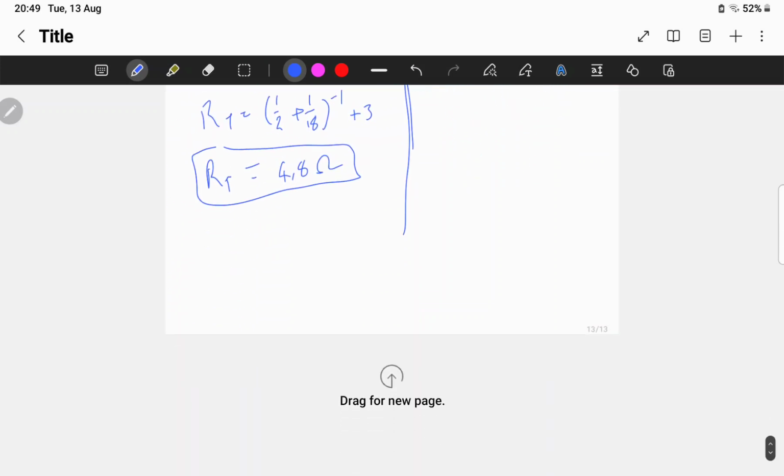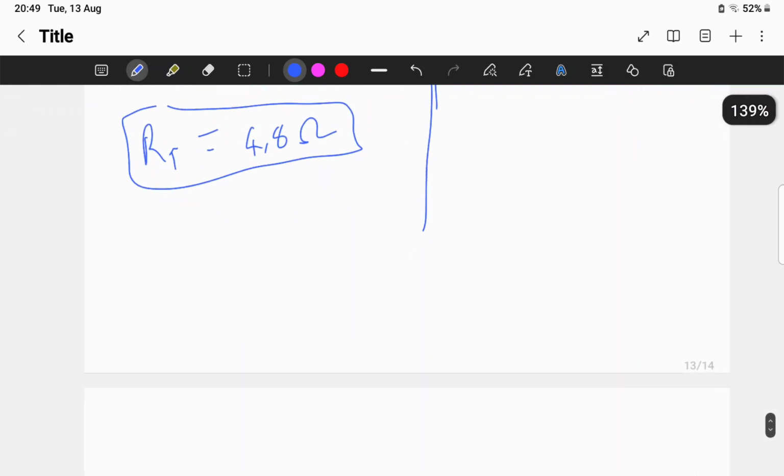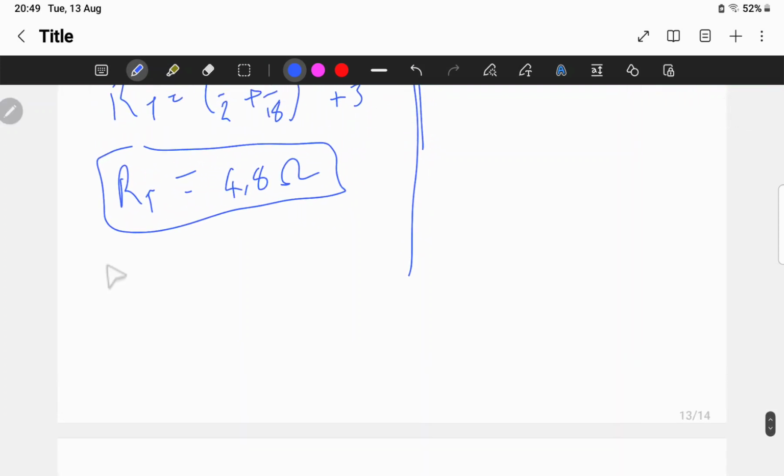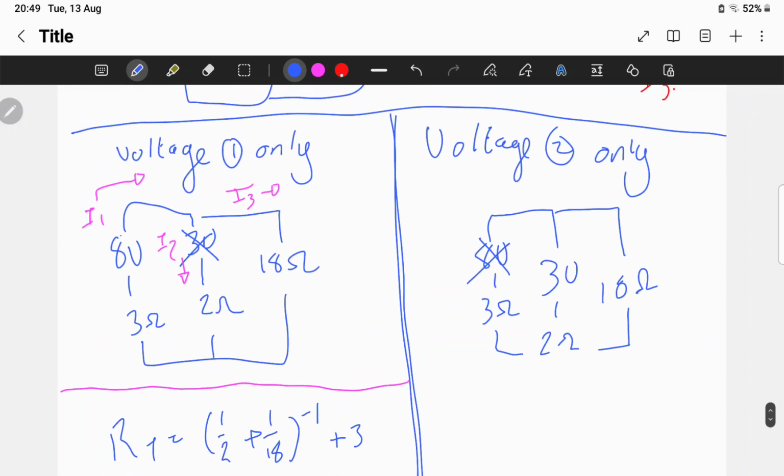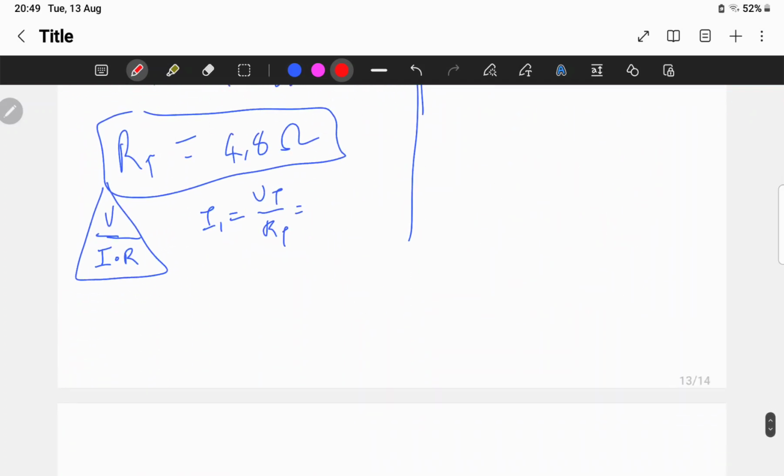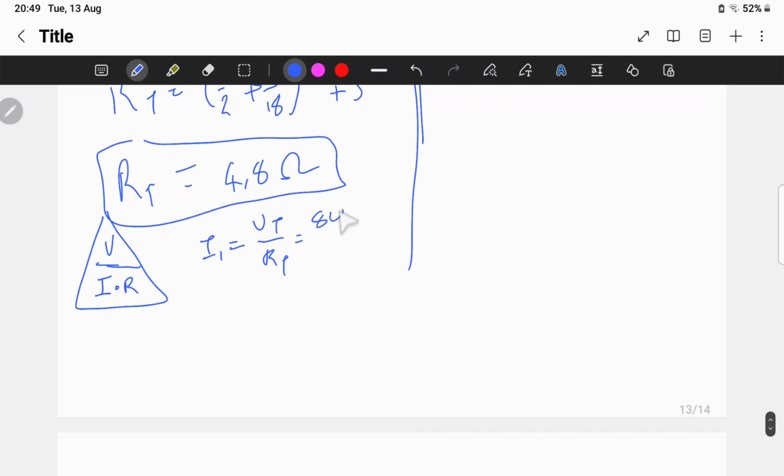So what's next? Next is Ohm's law. This is Ohm's law, right, students? So I1 would equal V total over R total, and our total voltage is 8 volts, right? So then we're going to have 8 volts over 4.8 ohms, and then we have our current of 1.667 amps. That's your I1, right?